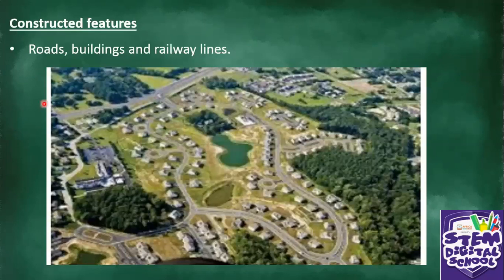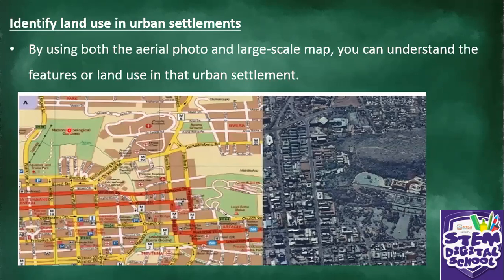And then for constructed features, we're talking of the buildings, the infrastructure, the roads, railway lines. We're able to identify those features from an aerial photograph. So remember, we're able to identify two features, constructed and natural. Yes, let's say the houses. Identify land use in urban settlements.